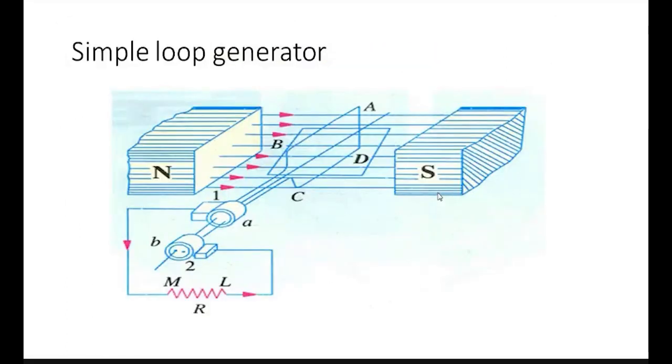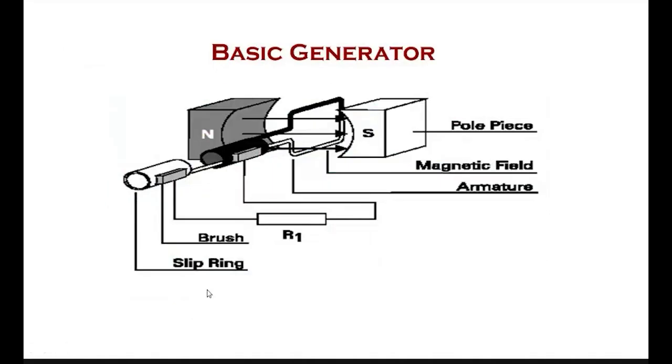So this is a simple loop generator explanation. Here there are two slip rings. One ring is connected to one conductor, and the other ring is connected to the other conductor. Some brushes are connected across the external resistance circuit. For a simple explanation, we can take only one rectangular shaped conductor.